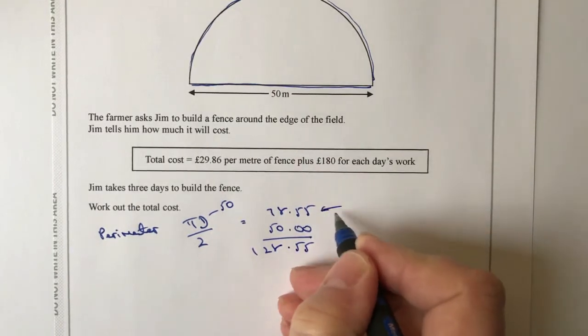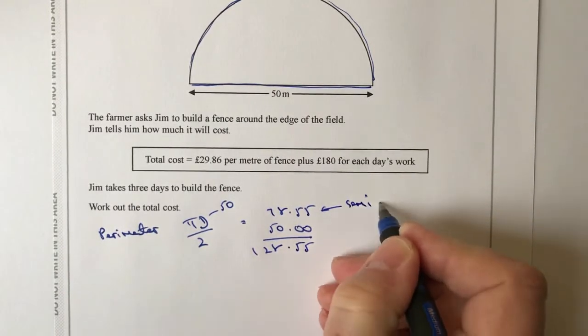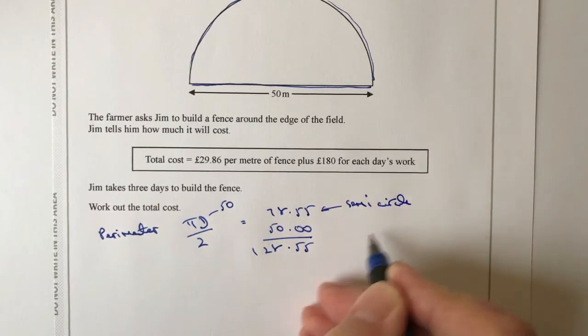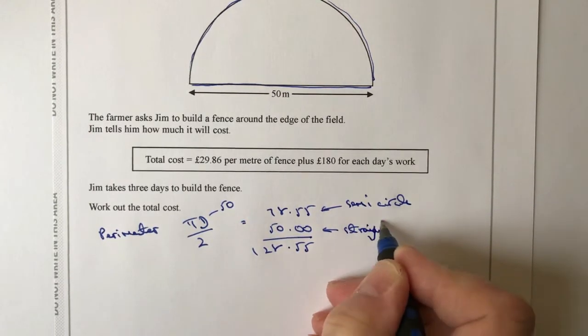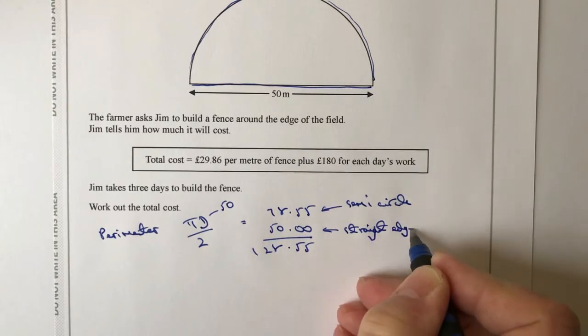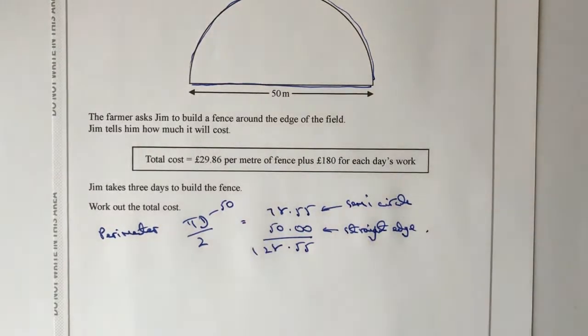When we've done that, that will give us a total of 128.55. So here is the semicircle, and then this is the straight edge. I hope that's okay for you. I have missed a step out with the calculation itself, but I'm sure you'll be able to follow that through on your calculator. So now we know that the total perimeter is 128.55 meters.